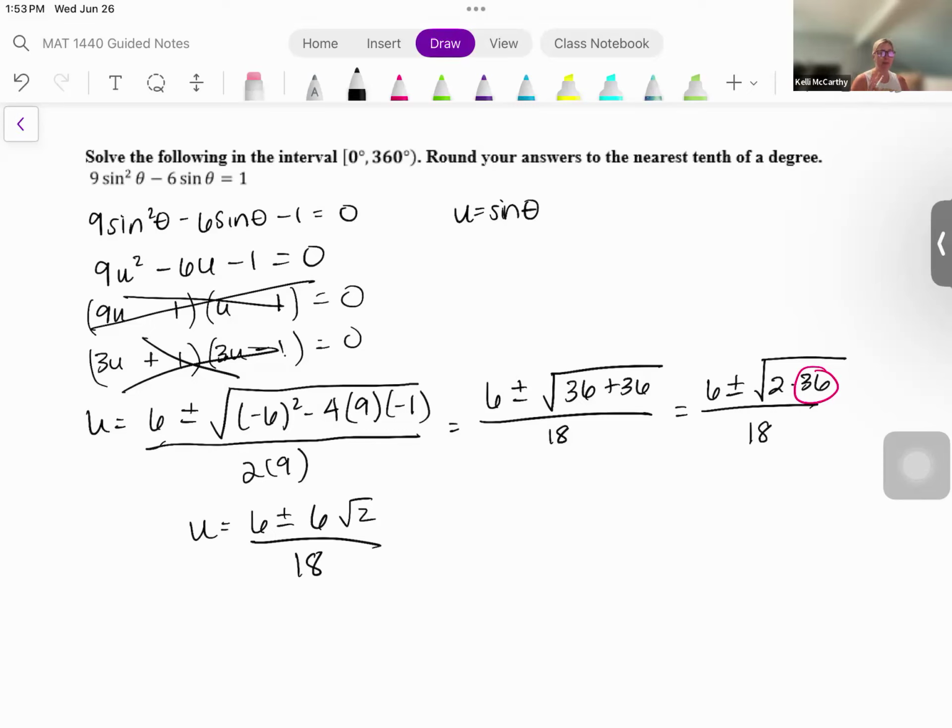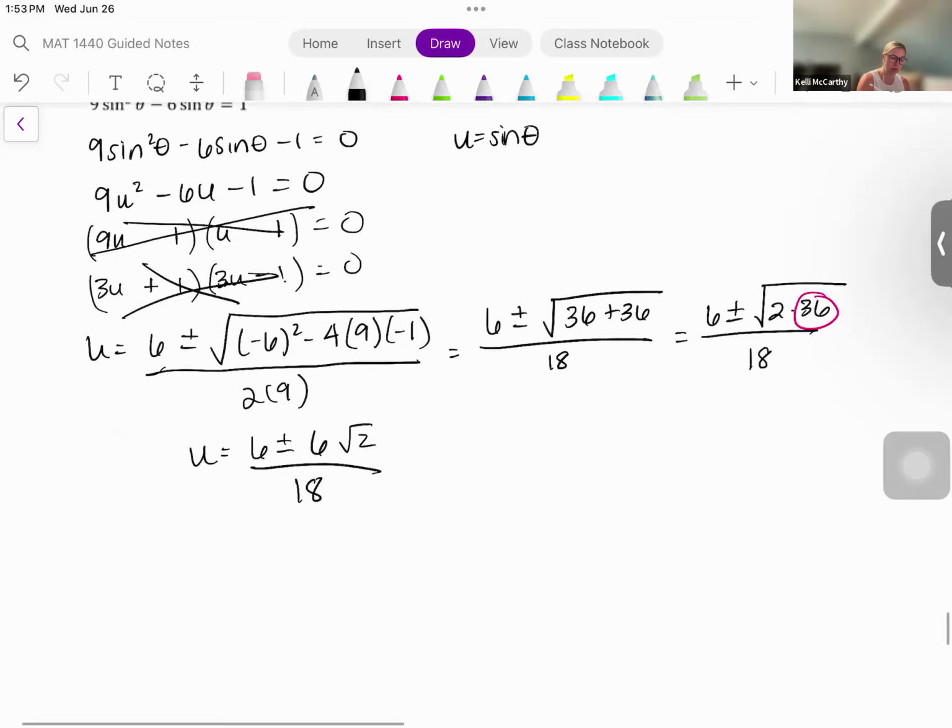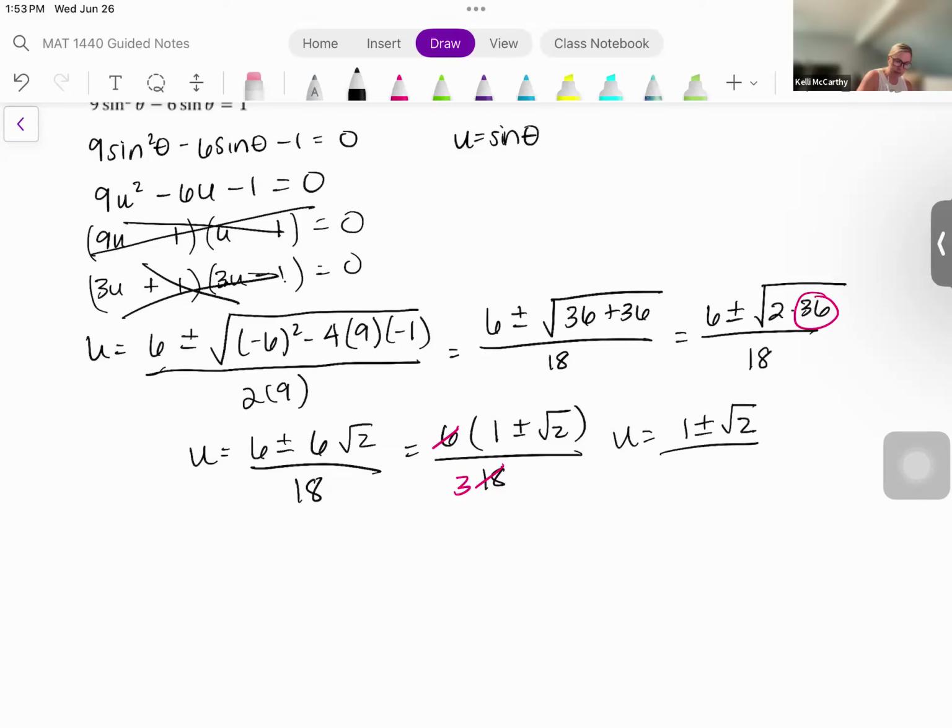From here, we want to simplify even further. There's a couple of shortcuts for this. I'm going to show this very formally just to make sure that we see that there is a factor of 6 in all of these terms, which is what's going to simplify out. So I'm going to factor out 6 for my numerator, 1 plus or minus the square root of 2 divided by 18. And now I'm going to simplify the 6 over the 18. So we have that u is equal to 1 plus or minus the square root of 2 divided by 3.